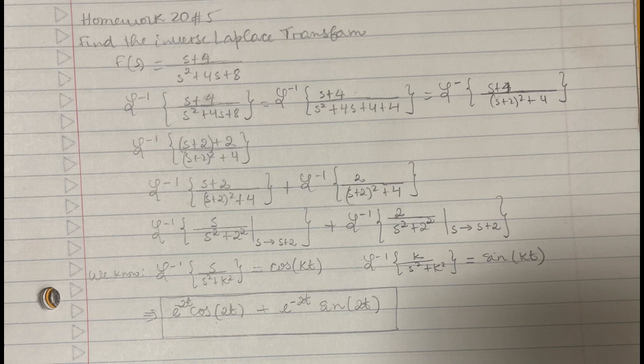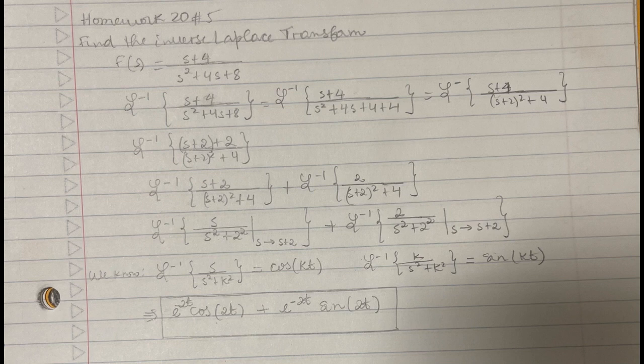So I realize that I have a plus 4 in the numerator, which I can transform into 2 plus 2. So I can also have an S plus 2 in the numerator. So I transform my numerator, which was S plus 4, into S plus 2 plus 2. Now I'm going to separate them.